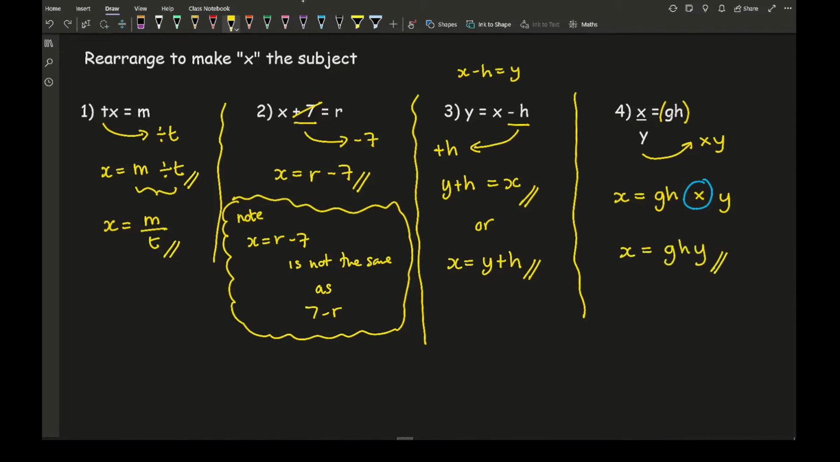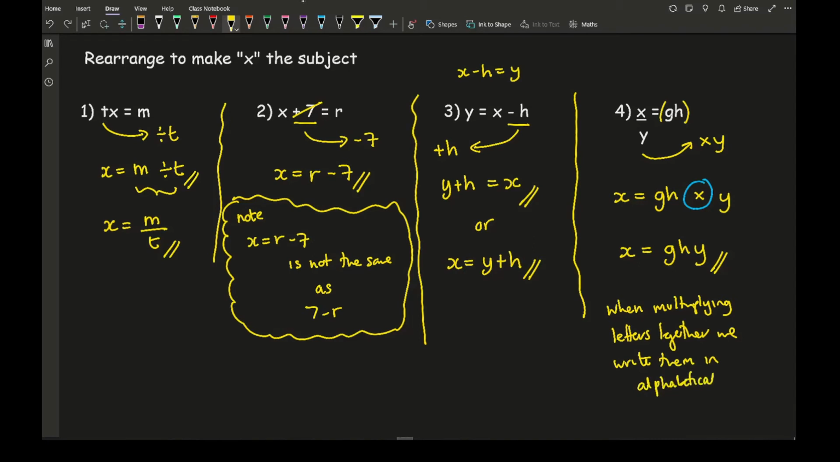Now more often than not, you tend to write letters in alphabetical order. So let's just write a little note. When multiplying letters together, we write them in alphabetical order.